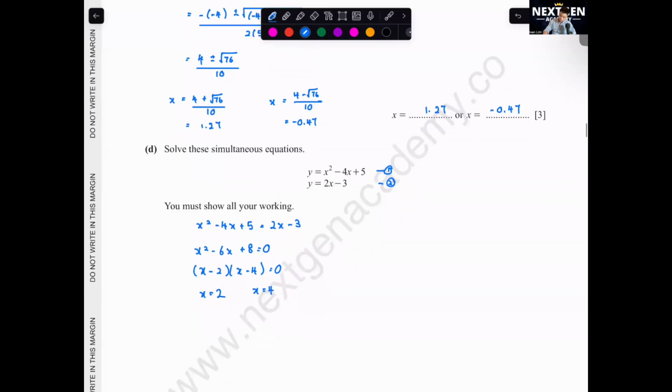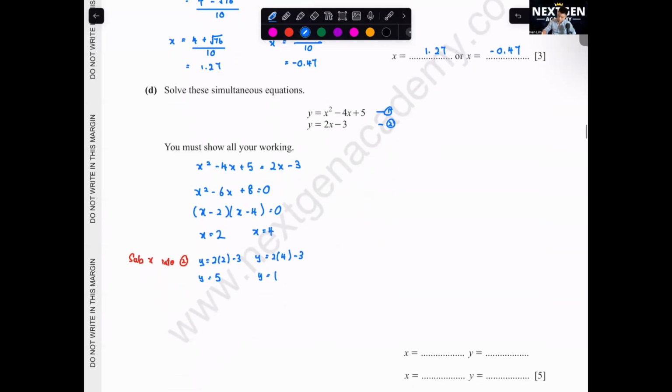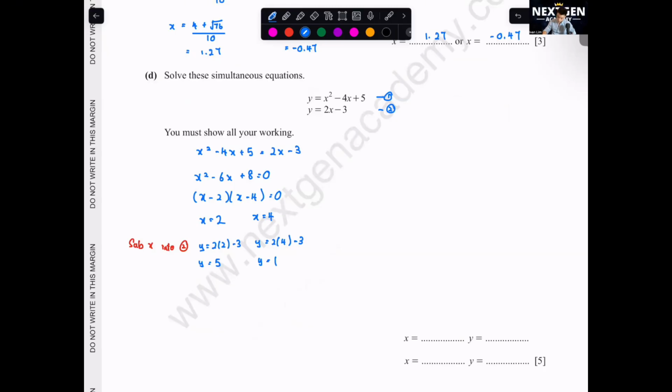Okay, from here, now we're going to sub x into equation 2. So y equals 2 times 2 minus 3. y equals 2 times 4 minus 3. Okay, which will get y equals 5 and y equals 1. Sorry, this is not 5 and 1. 2 times 2 is 4, minus 3, this is 1, this is 5. Okay, so we get (2, 1). Then here, (4, 5).